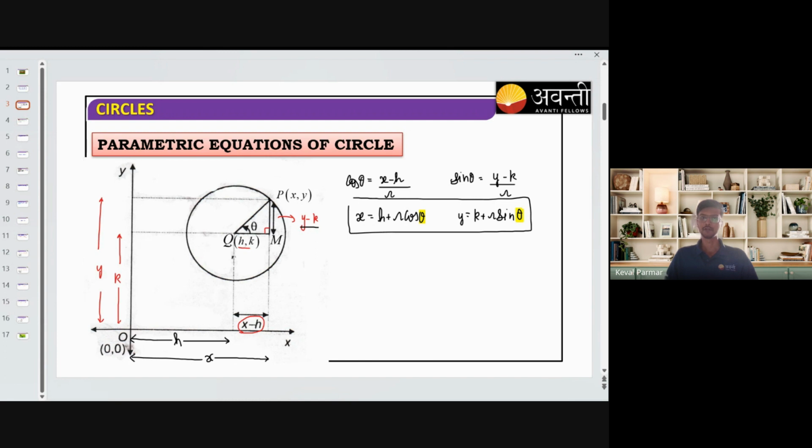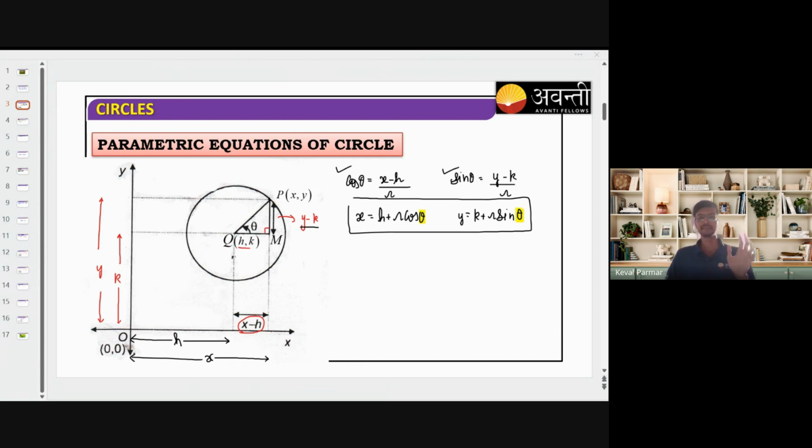We have point Q as (h, k), point P as (x, y). Right, guys? So this distance will be h and this distance will be x. With this, we used trigonometry, which is cos theta and sine theta. By using the definition of cos theta and sine theta, what did we get? We got the values of x and y in terms of theta. That means values of x and y in terms of parameters.